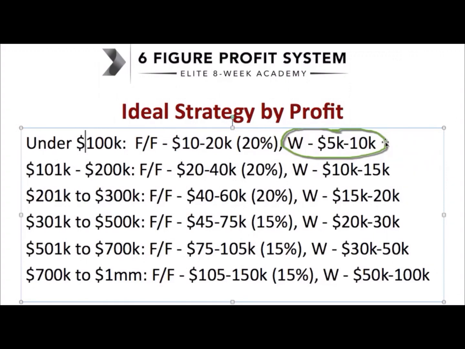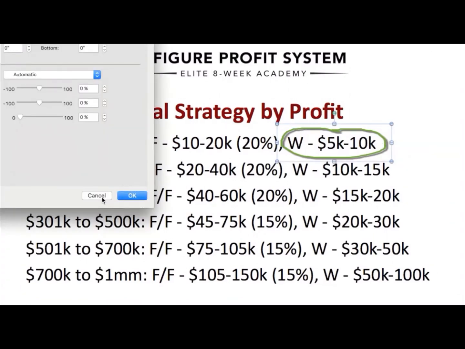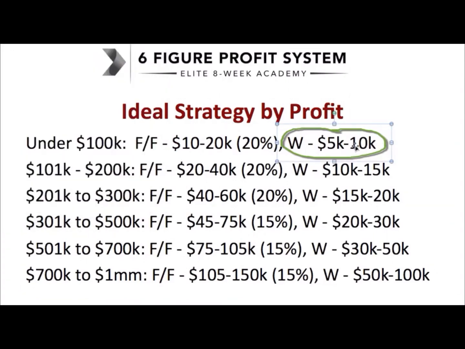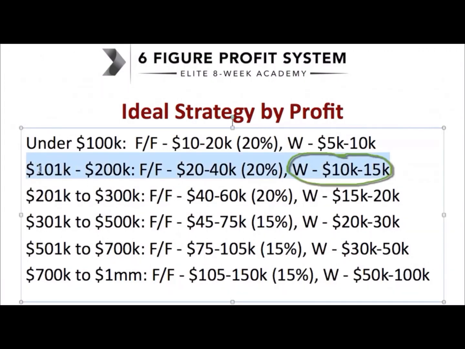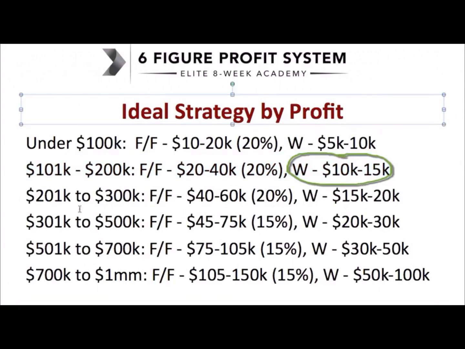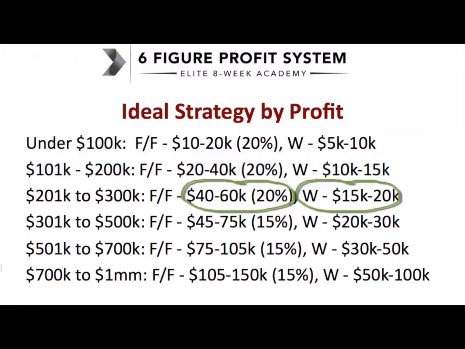The ideal strategy is to wholesale. The ideal strategy is to wholesale that deal, not fix and flip it. That's not a good use of time. All right. What about the next one, this one, the 100 to 200? I think that the ideal strategy is to wholesale. You make 10 to 15, you wholesale there. You don't take those on as fix and flip.